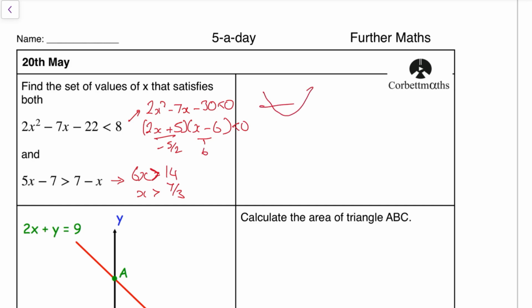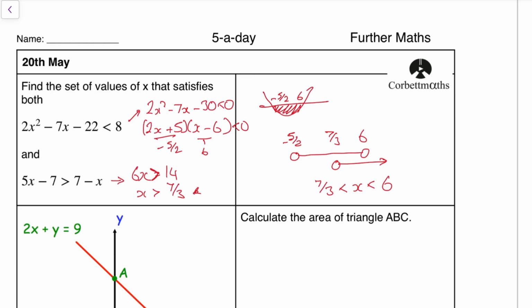Let's sketch this. So I've got minus 5 over 2, and I've got 6, and I want it to be less than 0, so it's in between. In other words, let's put it on one line. So I've got minus 5 over 2, I've got 6, and I've got 7 over 3. I want all values that are between these 2 points from the quadratic inequality. From here, I want all values that are greater than here. So combine these two: 7 over 3 is less than x, which is less than 6.